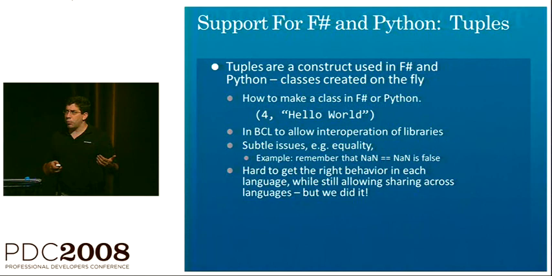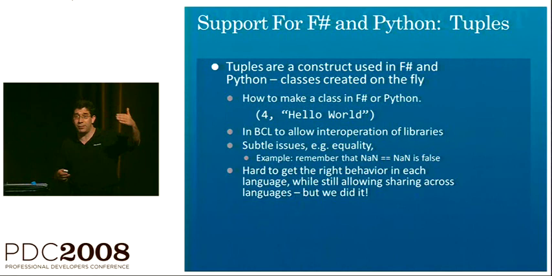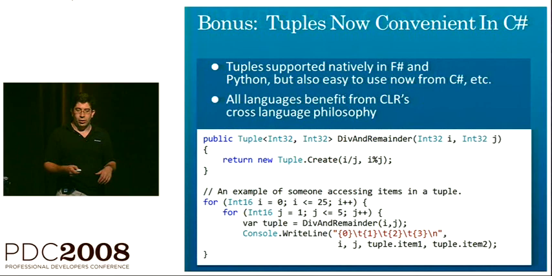And it's actually surprisingly subtle. There's things like not a number is not equal to not a number, so that could mean that if a tuple has a not a number in it, it might not be equal to itself, and what behavior does IronPython want, and what does F# want, and can we make them be overridable in the right places? And we did it. We came up with one implementation everyone's happy with. Now, an added bonus of this is that you can now use these tuples in your C# code.